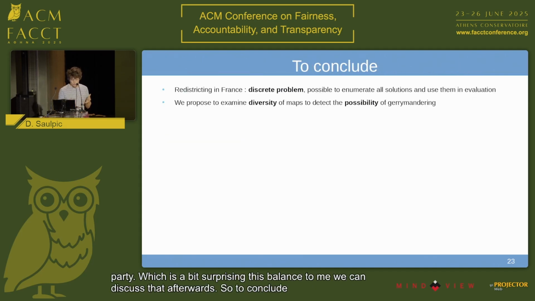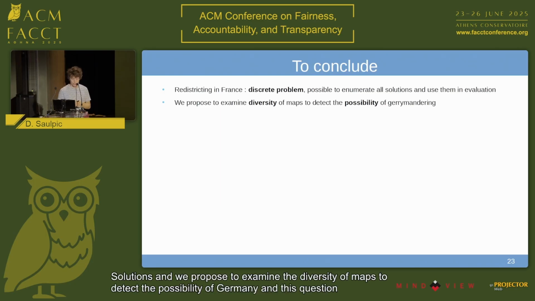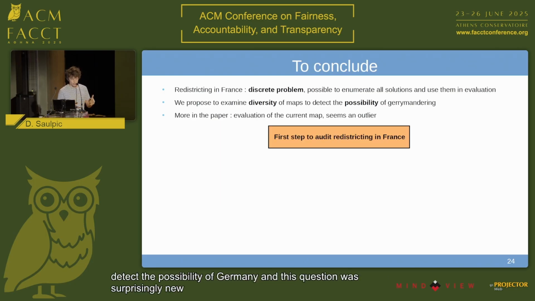So to conclude, redistricting in France is different than in the US because it's possible to enumerate all solutions, and we propose to examine the diversity of maps to detect the possibility of gerrymandering, and this question was surprisingly new. There's a bit more in the paper. We evaluate the current map, whether it's an outlier, whether it's been the outcome of a gerrymandering process. It seems an outlier. This is a first step, a very basic step to audit redistricting in France.